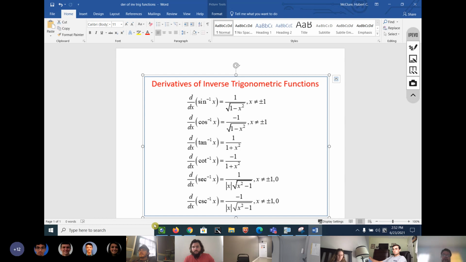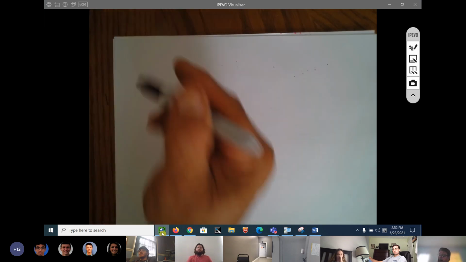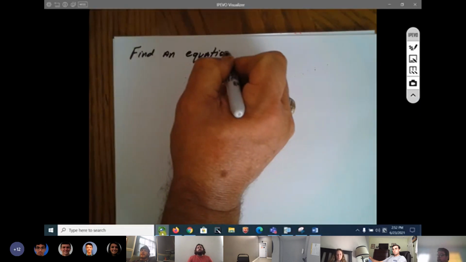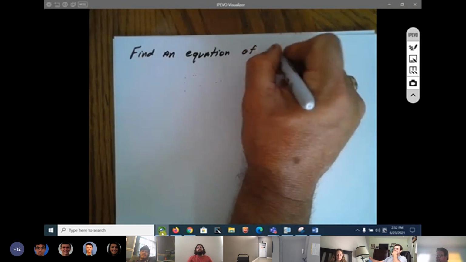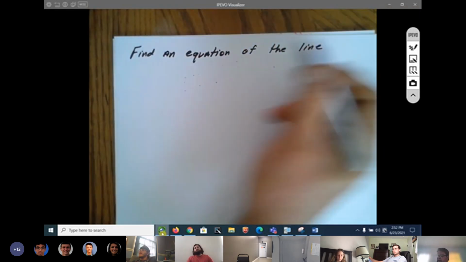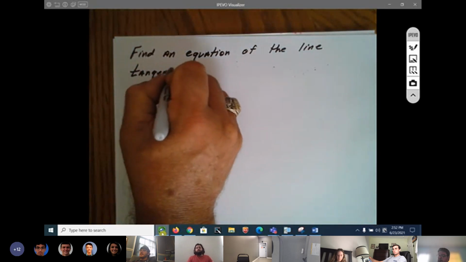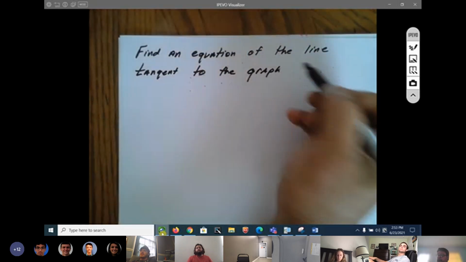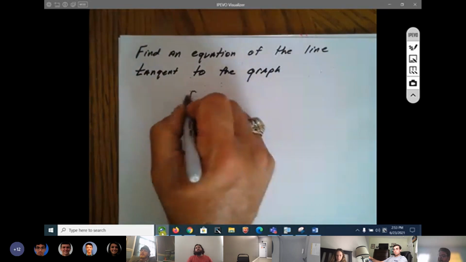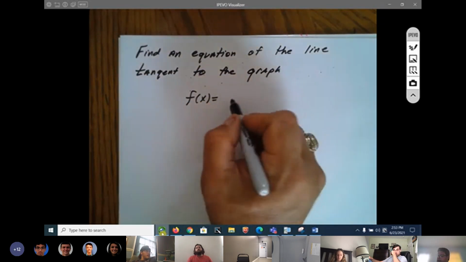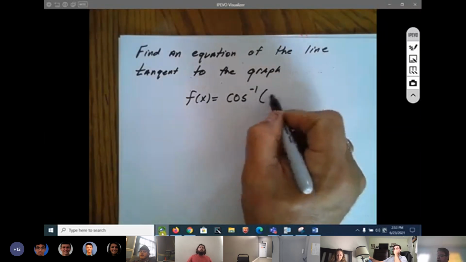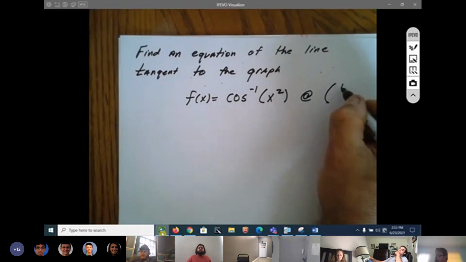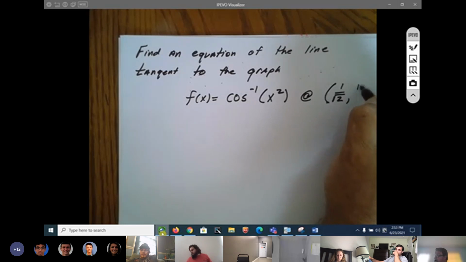Find an equation of the line tangent to the graph f of x is equal to the inverse cosine of x squared at the point 1 over square root of 2, comma, pi over 3.